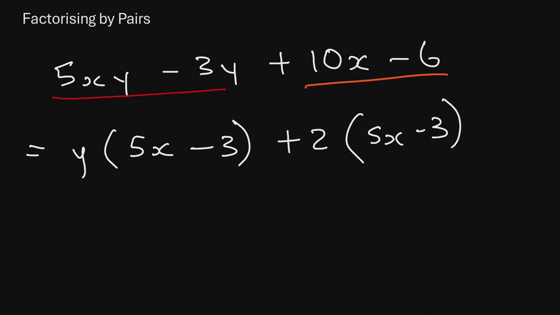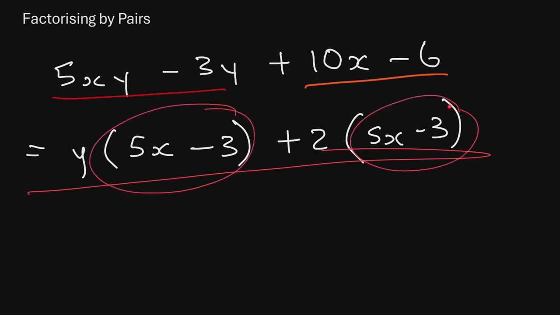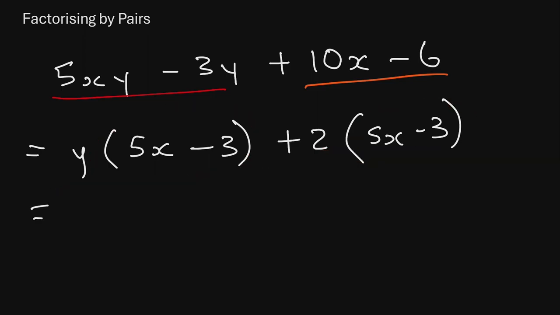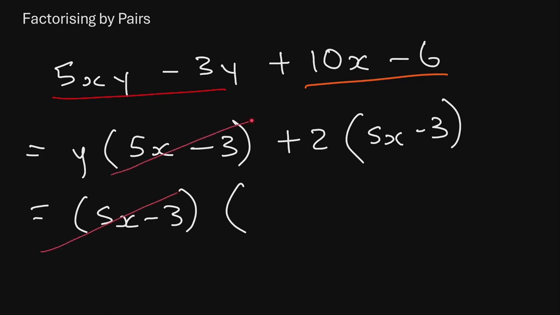So now if we look at what we have, there is a common factor inside the brackets. So we're going to take that out as our common factor. So we have 5x minus 3 as a common factor. And then if we open the bracket, we know that on the first term, the common factor will cancel out that, and we'll be left with y. And then also on the second term, the common factor will cancel out that, and we'll just be left with positive 2. And then this will be the final answer that we get.